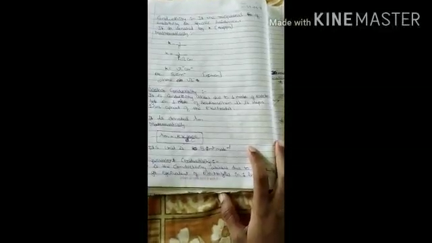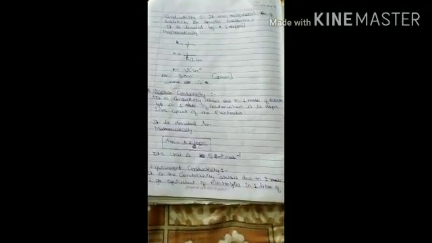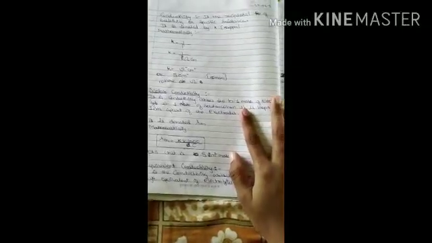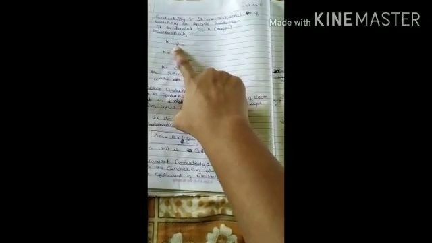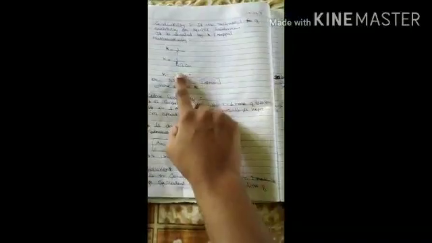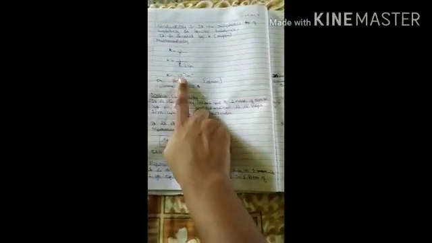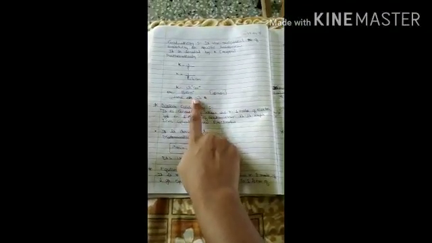Hello students, today we are going to start conductivity. Conductivity is the reciprocal of the resistivity or specific resistance, and it is denoted by K (kappa). Mathematically it is written as K is equal to 1 upon rho, where rho is in ohm centimeter, as we proved in last class. K is in ohm inverse centimeter inverse.